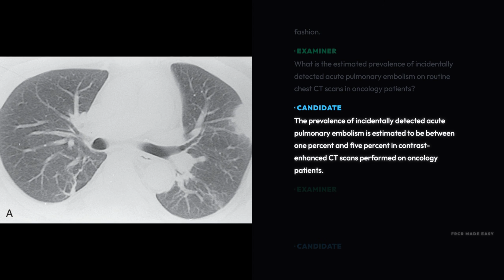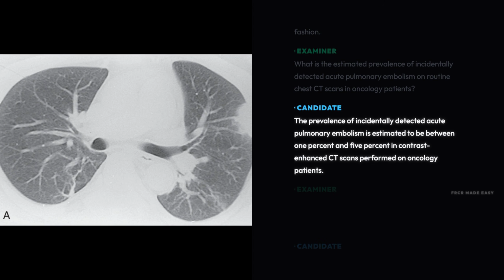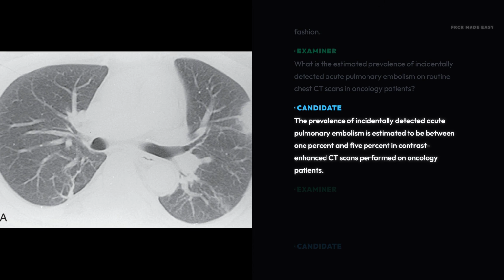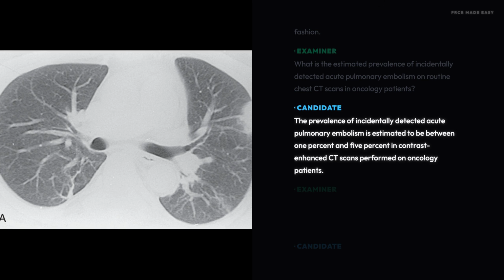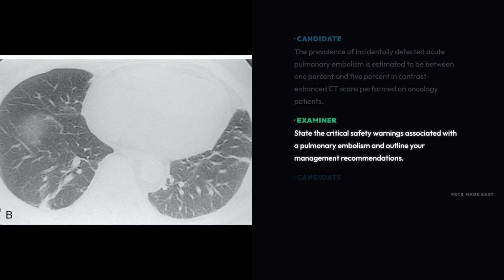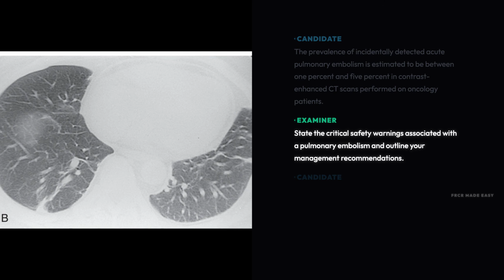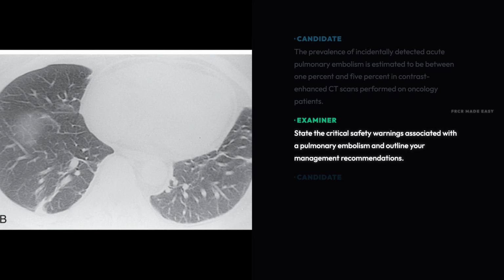The prevalence of incidentally detected acute pulmonary embolism is estimated to be between 1% and 5%. In contrast, enhanced computed tomography scans performed on oncology patients. State the critical safety warnings associated with a pulmonary embolism and outline your management recommendations.